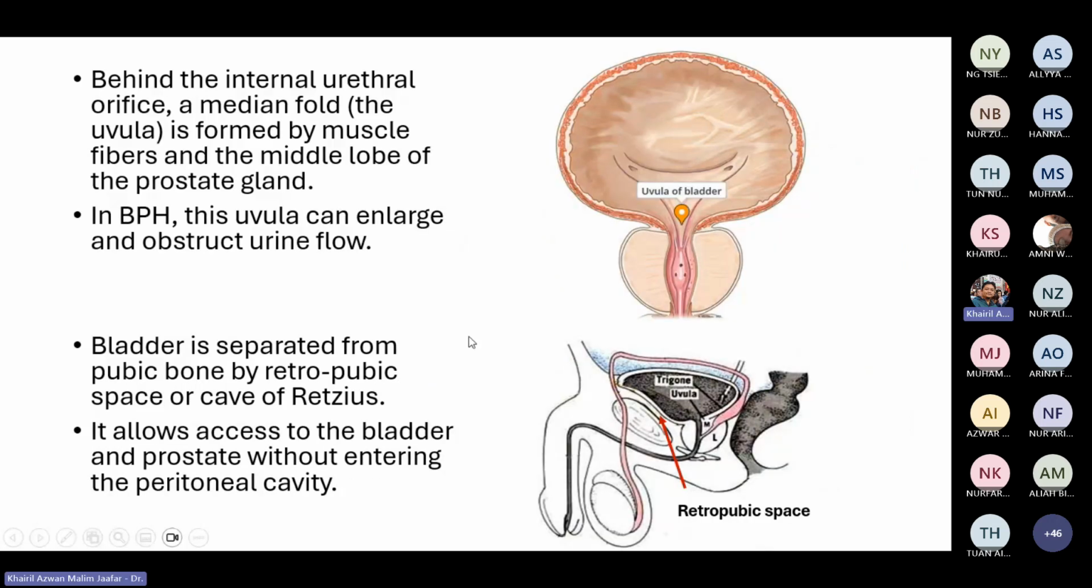Behind the internal urethral orifice, there's a fold, and this fold can enlarge in benign prostatic hypertrophy. Then we have the area called the cave of Retzius, just behind the symphysis pubis. This space allows the surgeon to go into the bladder without piercing the peritoneum. We do not want to go into the peritoneum. There's a risk of peritonitis, sepsis, and all that.